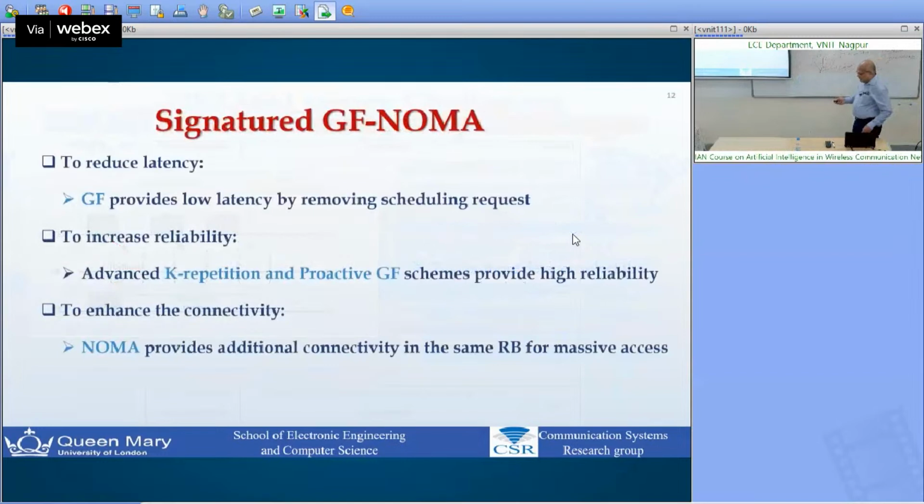Okay, so if you summarize all these three: grant-free reduces the latency, the repetition scheme increases the reliability, and non-orthogonal multiple access is for massive connectivity. So here we can achieve all three objectives, that is massive, ultra-reliable, low-latency communication. By having grant-free NOMA with repetition, we can achieve all three requirements.